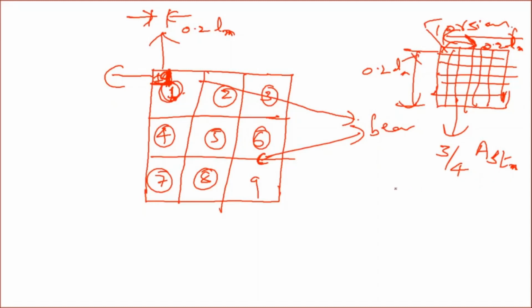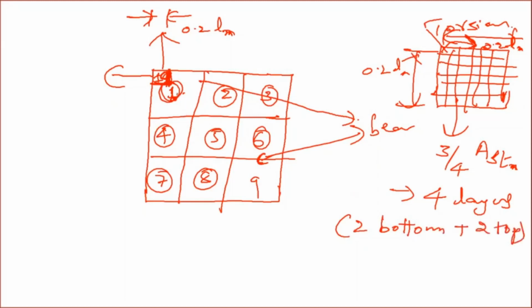This 3/4 of the ASTX you have to provide in 4 layers totally. Among these 4 layers, 2 layers you have to provide at the bottom and 2 layers at the top. So remember that when the corner is discontinuous on both the sides, then 3/4 of the ASTX has to be arranged in both directions, kept in the square side of 0.2 Lx, and provided in 4 layers, 2 layers at the bottom of the slab and 2 layers at the top of the slab.